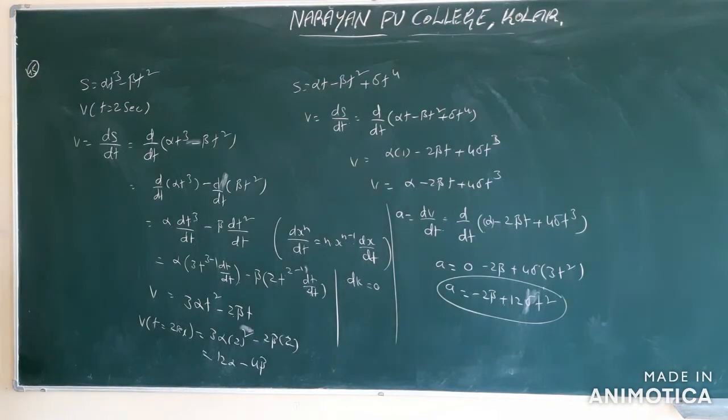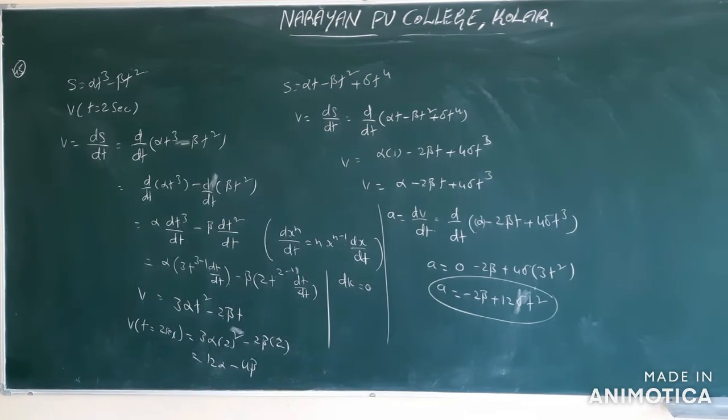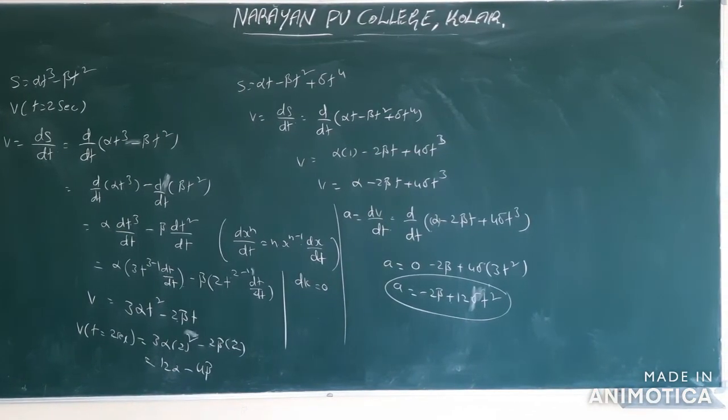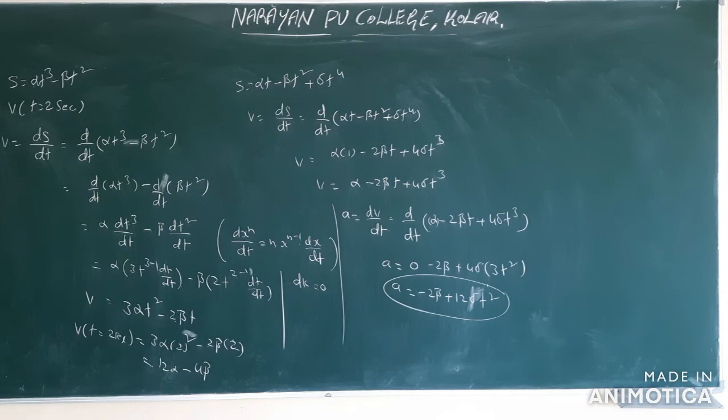So this is the equation for acceleration: 12 delta t square minus 2 beta. This is the option, third option. Now see the 47th question. The 47th question is: the displacement of a particle is given by alpha minus beta t plus delta t square minus theta t power 4. The initial velocity and initial acceleration is, that one we are going to see now.